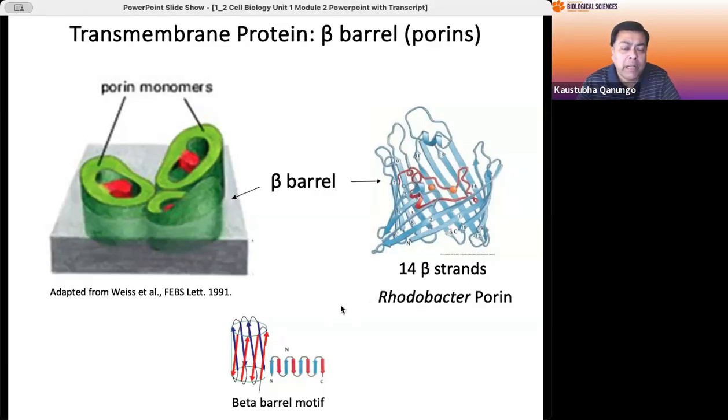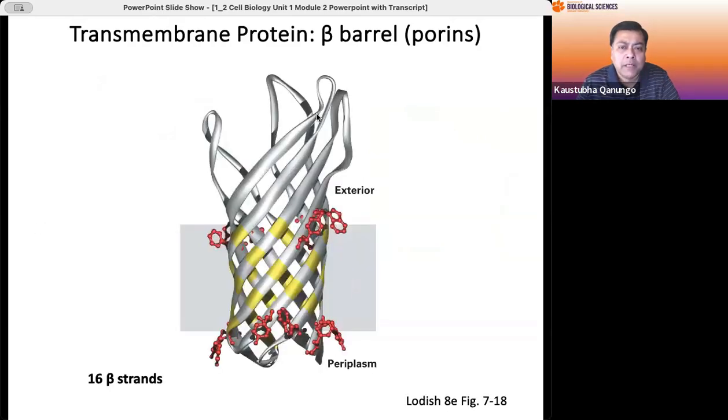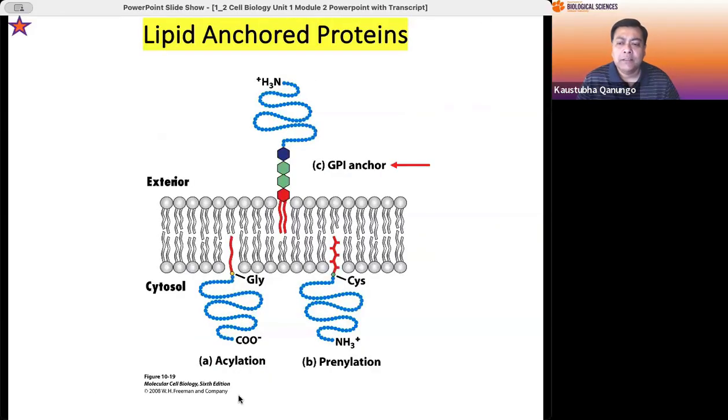And aquaporin is one of the most common ones. Aquaporin is the water channel through which water can move across the plasma membrane. They are in the porin family. So this is a beta barrel porin from E. coli. Then this is important. Here you can see that this is a GPI anchor. And you can also have an acylation or a prenylation, and these are all lipid anchored proteins.